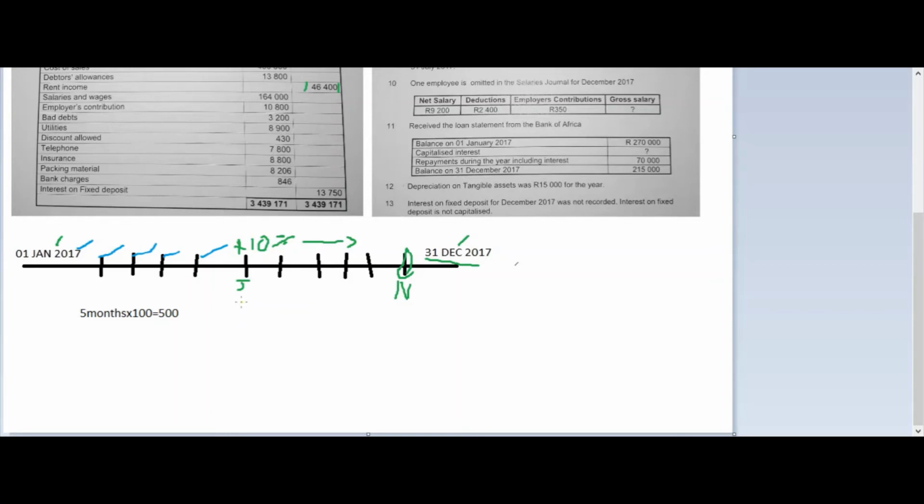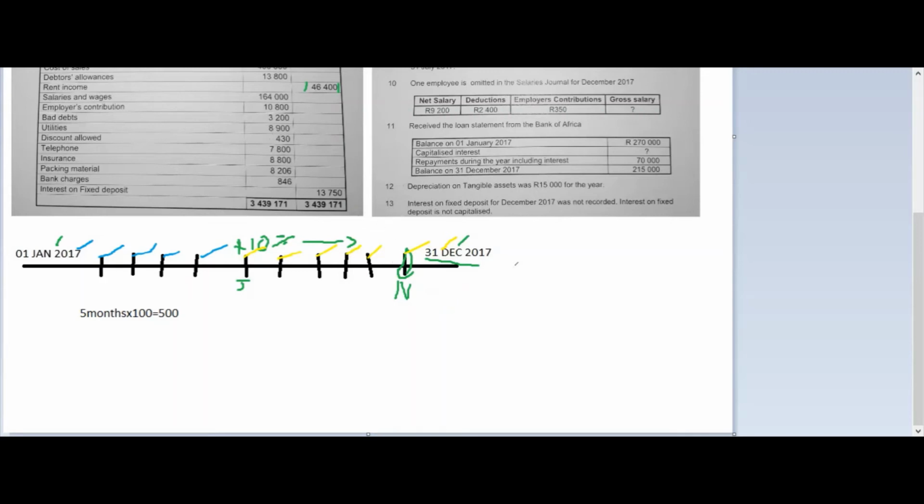Looking at my timeline, I can clearly say that the months that have the additional 10% will be June, July, August, September, October, November, and December. But I've only received rent up until November, meaning that I do not have the money for December yet. That's what I'm actually looking for. So instead of including December in the calculation, I'm only going to include the months up until November.